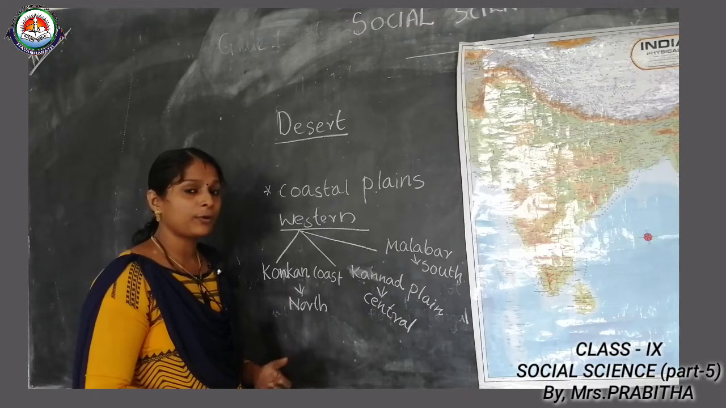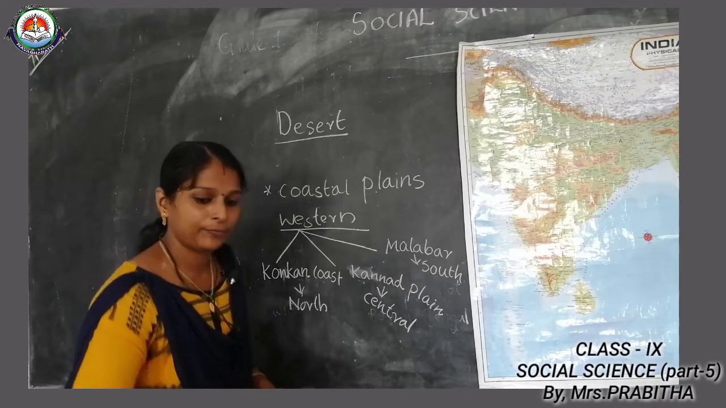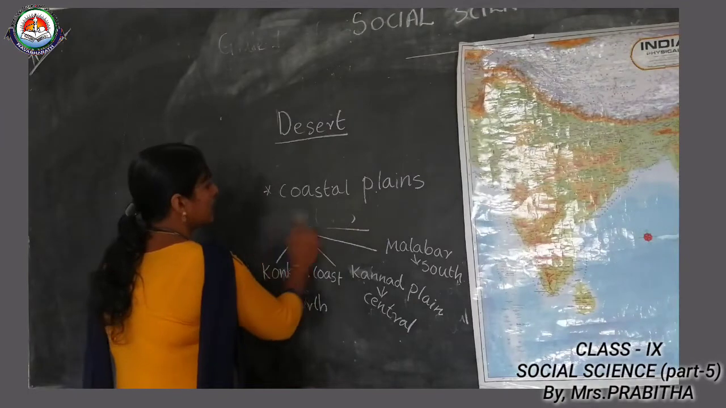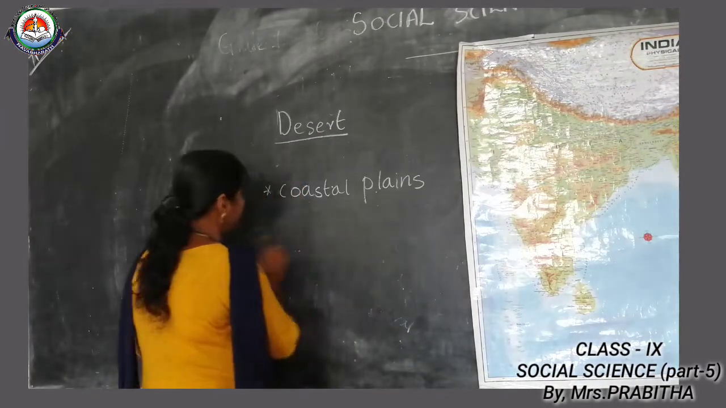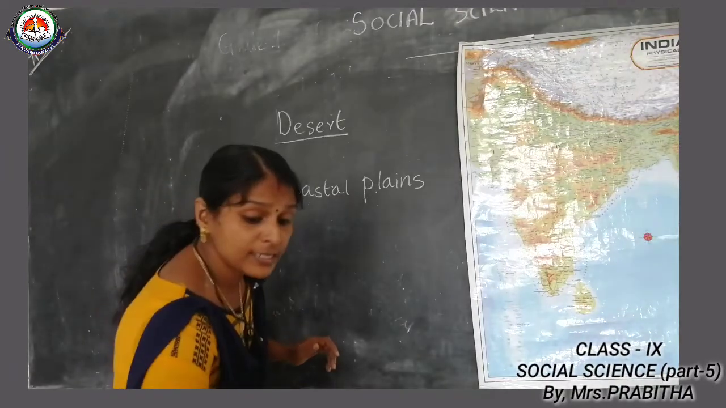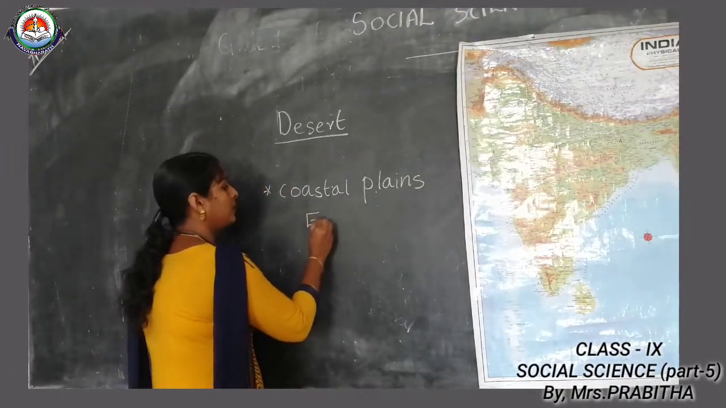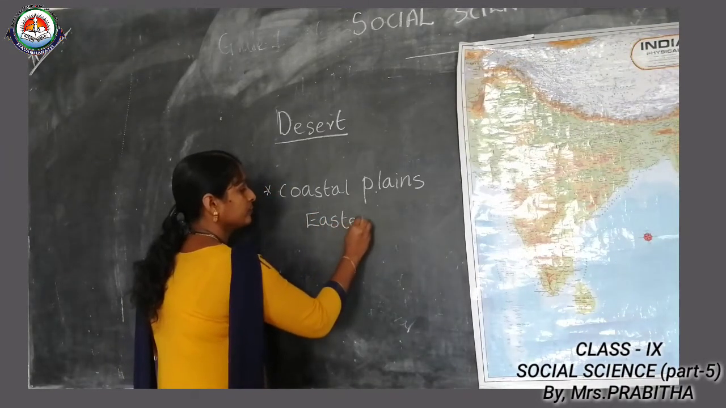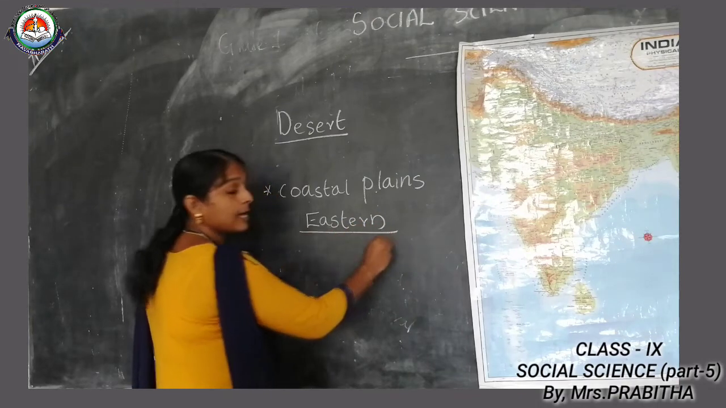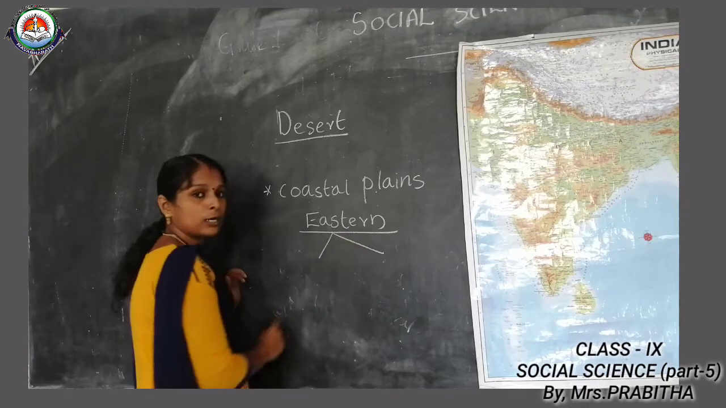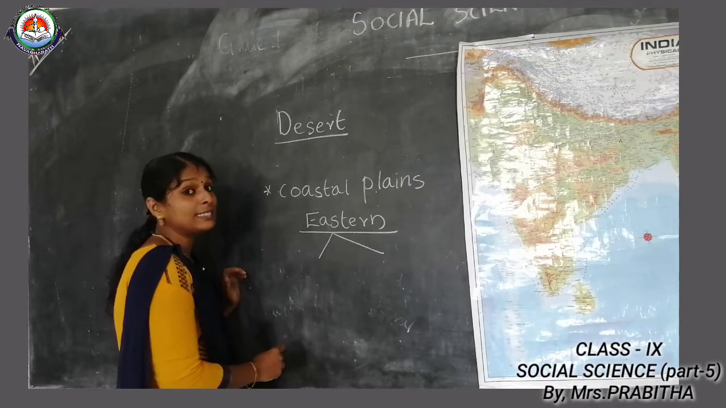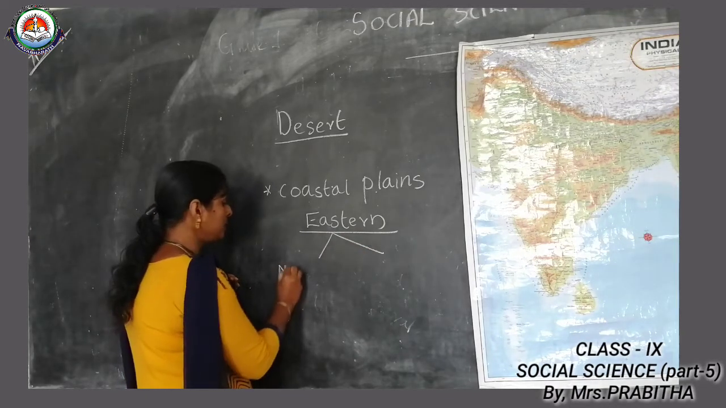Now we can discuss eastern coastal plains. Eastern coastal plains are broader, we already discussed, right? Eastern coastal plains are also divided into 2. The north of the eastern coastal plains is called the Northern Circars.